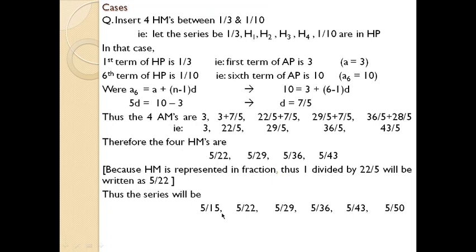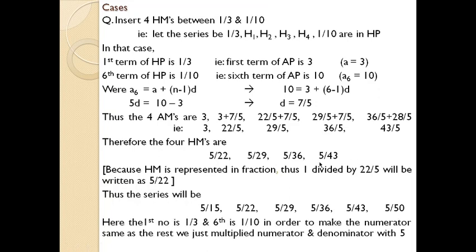So the series will be 5 by 15, 5 by 22, 5 by 29, 5 by 36, 5 by 43, and 5 by 50. This step is just for clarification regarding the case. You need to find only up to this part. Here the first number is 1 by 3 and the sixth number is 1 by 10. In order to make the numerator the same, we just multiply the denominator as well as the numerator with 5. I hope you have understood the concept. Just go through it. We will discuss further cases in the next session.